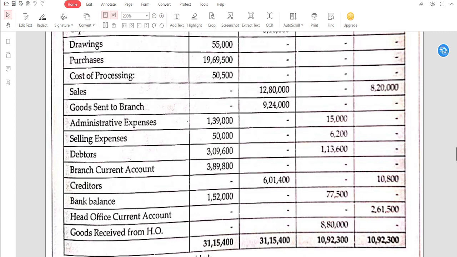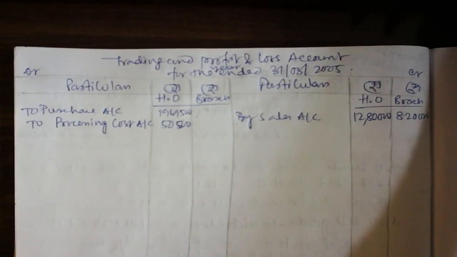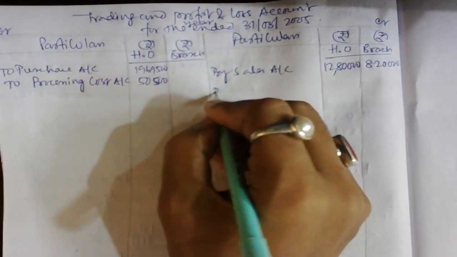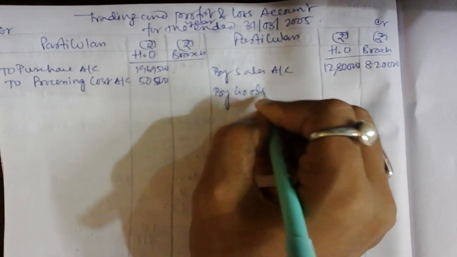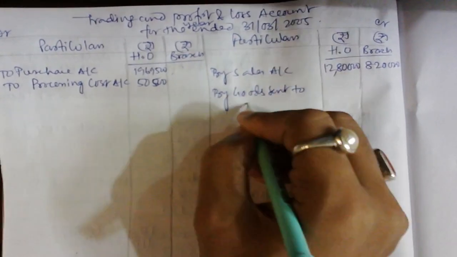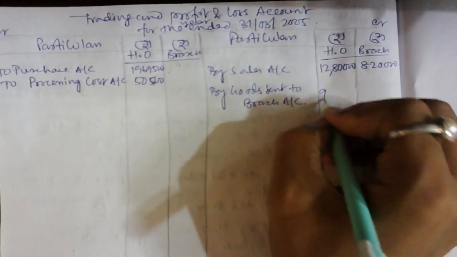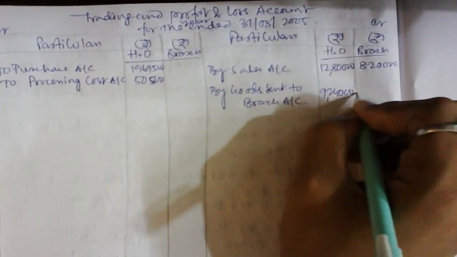अच्छा, ये लिख लेते एक बार, ठीक है, देखिए। So we can write here goods sent to branch, perfect, and the same thing we are making in the column of 9,24,000, perfect. कोई डाउट है इसमें? कोई डाउट नहीं है। And the same thing we are plotting here too.